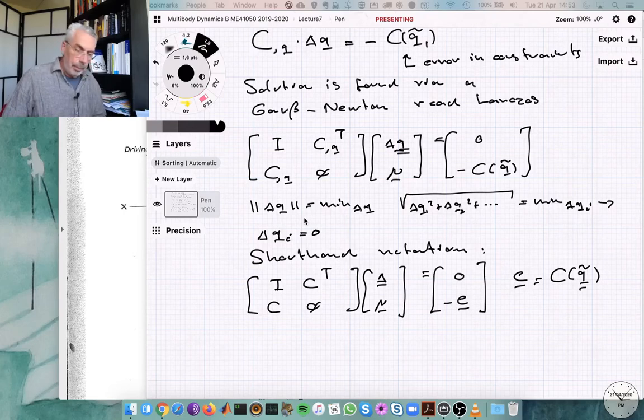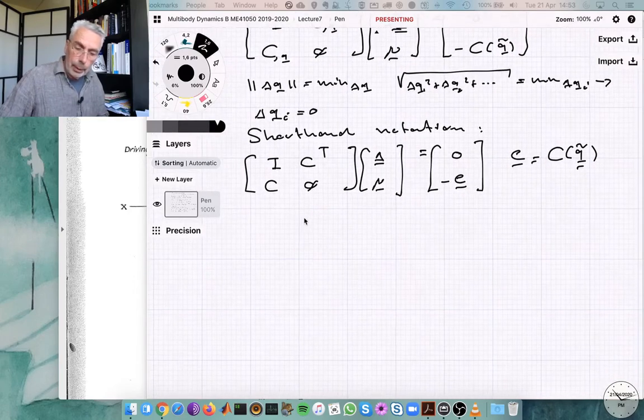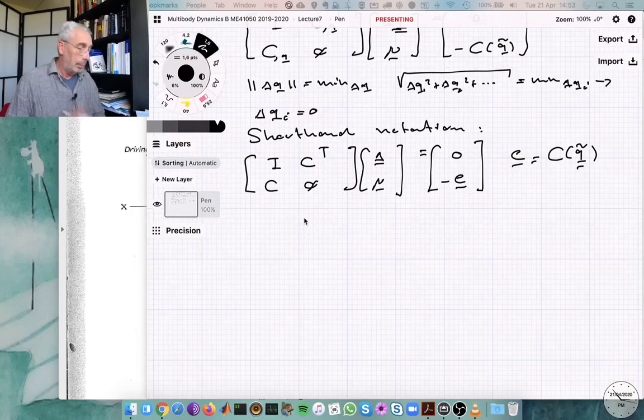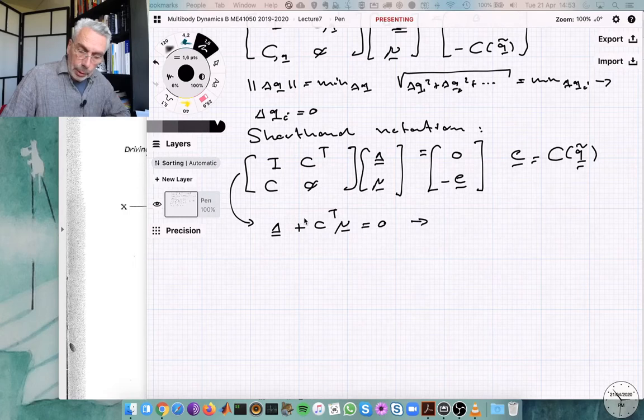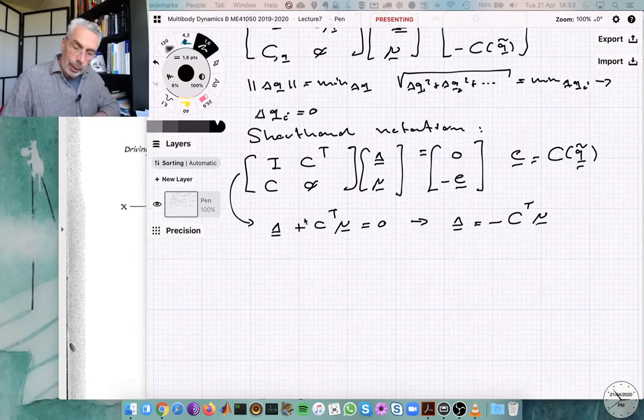Now actually, if we have this system, we can easily solve that. Because, looking at the equation, just take the first equation. What does the first equation say? It says delta plus C transpose times mu equals 0. Oh, that's simple. So you can say, I know what delta is. Delta is minus C transpose times mu. Still I don't know what mu is, but for mu I have my second equation.